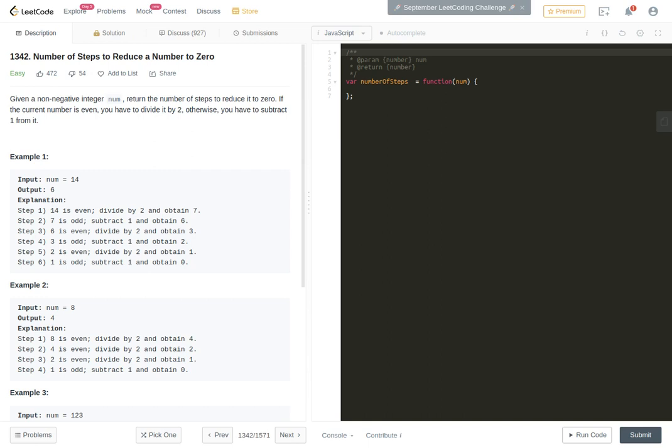So, alright, let's see. Let's read the problem. It's an easy. It's got 472 upvotes, 54 downvotes. There's always got to be some haters.